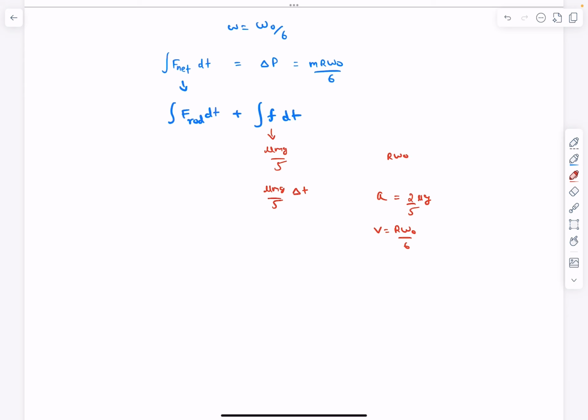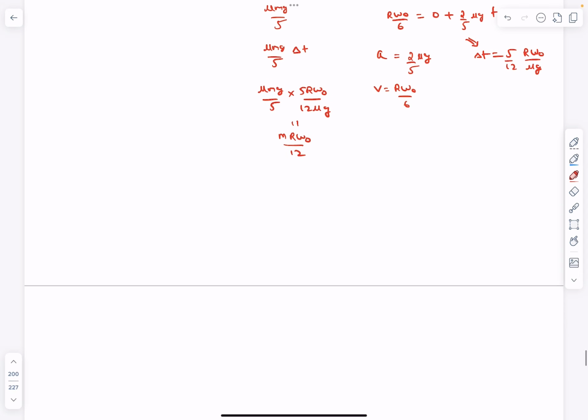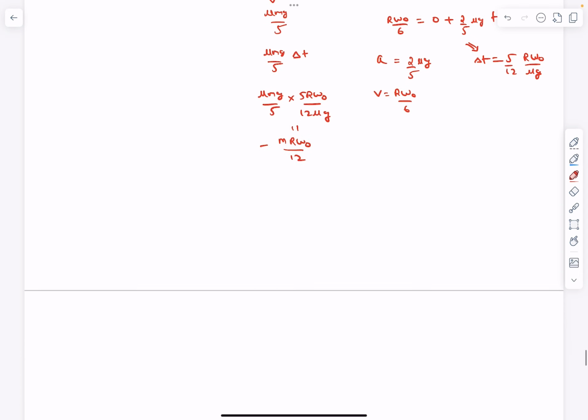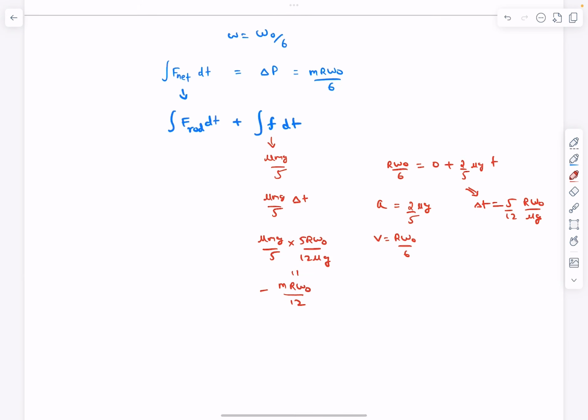So r omega naught by 6 equals the initial velocity plus the acceleration multiplied by the time. So from here we get delta t as 5 by 12 r omega naught divided by mu g. Now we'll put this over here and we'll get the answer as mu mg by 5, and this just becomes mg mr omega naught divided by 12. Once again it is going to be negative because it's acting in the leftward direction, right?